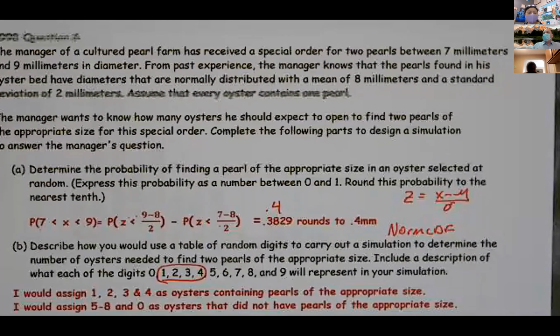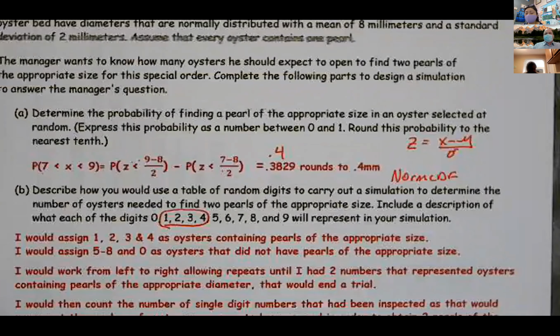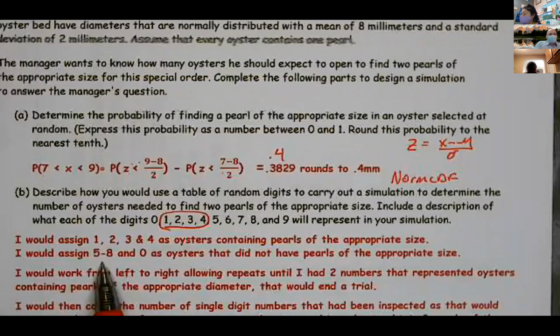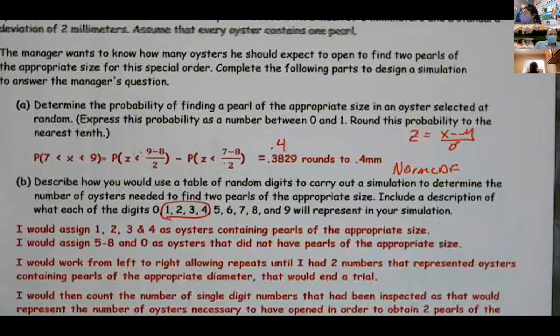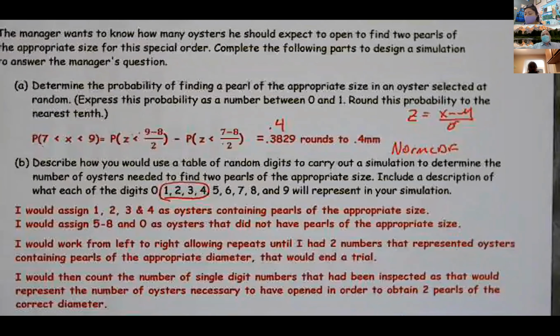Now, technically, as long as I choose 4, I could choose any 4, but usually it's best to choose with the grouping, and I usually like to start with 1. So I would assign 1, 2, 3, and 4 as oysters containing pearls of the appropriate size. You must show the assignment. Then we need to address the other numbers. Well, I would assign 5, 6, 7, 8, 9, and 0 as oysters that did not have pearls of the appropriate size. How am I going to run this thing? Well, I would work from left to right, and I would allow repeats.